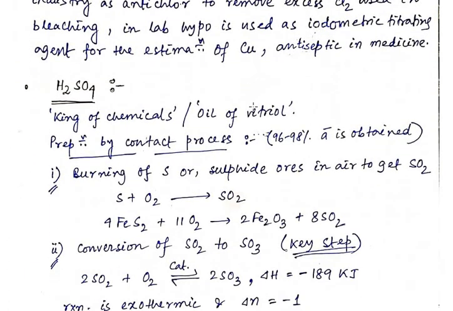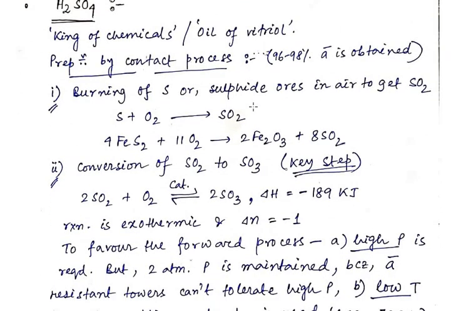And at last the sulfuric acid, and how we can synthesize sulfuric acid by the contact process. This is very important for your exam, so that's why I have discussed the contact process for the synthesis of sulfuric acid. So that is all about our group 16.